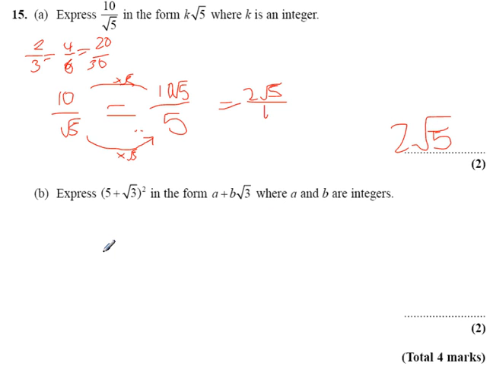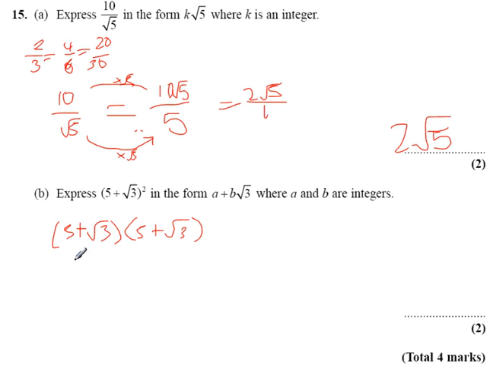So for the second one, this is another typical Surd question. We've got to expand the brackets. 5 plus root 3 squared. Some people might write this as 25 plus 3, and therefore 28. That's not correct. The way to expand 5 plus root 3 squared, you have to remember that it's 5 plus root 3 times 5 plus root 3. And then use whatever method you want for multiplying out brackets, first outside, inside, last, or whatever.